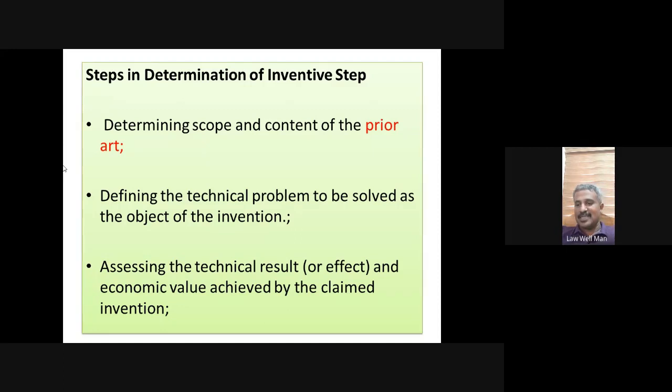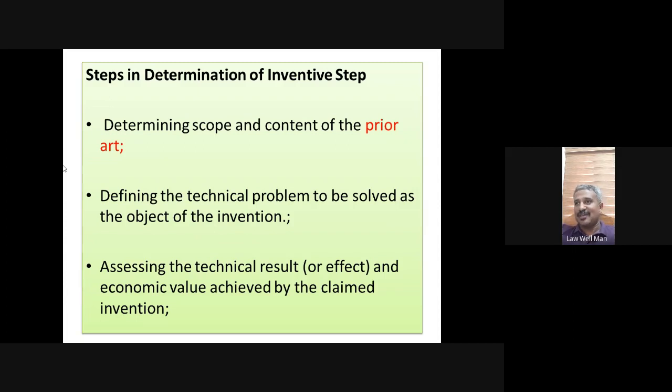Then the third step, assessing the technical result or effect and economic value achieved by the claimed invention. Now we have a present invention. And what's the economic significance? Of course, the matter of economic significance is also brought in. And very deliberately, I have put this "and". That "and" was not just a simple "and" there. That was a deliberate "and" from my side. Assessing the technical result and economic value, both. But both are not required.